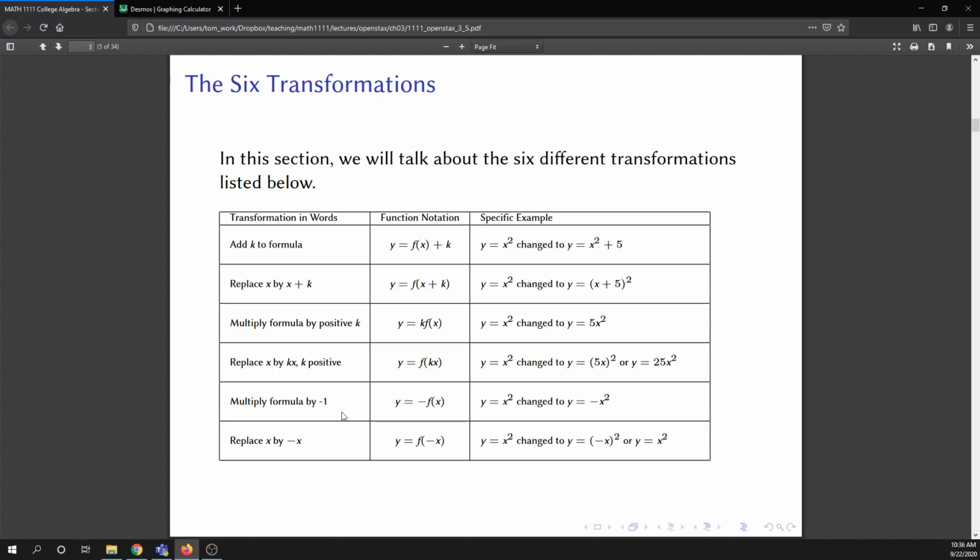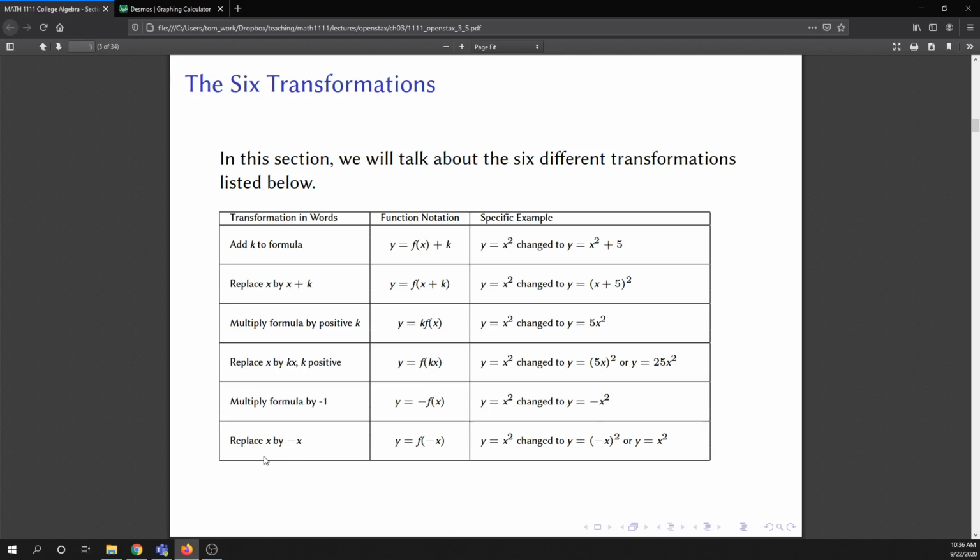All right, and then finally the last two, the next to last one is to multiply the formula by -1. So here we would multiply the formula by -1, so put a minus there in front of the formula. And here is a specific example of that transformation. So we have y equals x squared, and so we would just multiply the formula by -1 to get y equals minus x squared.